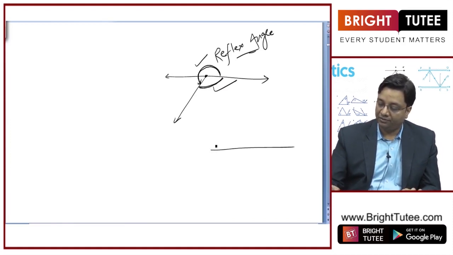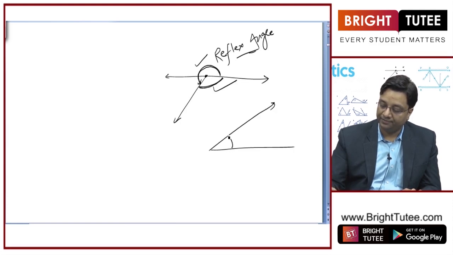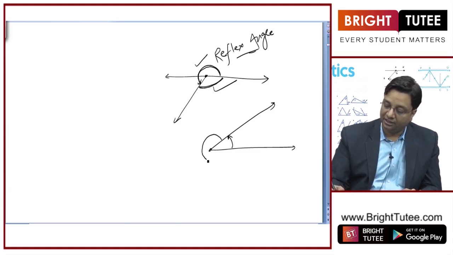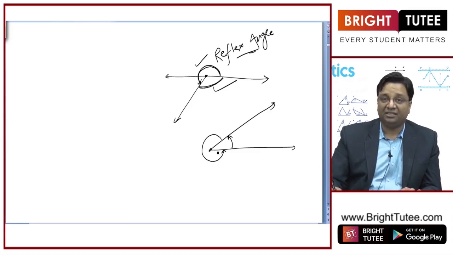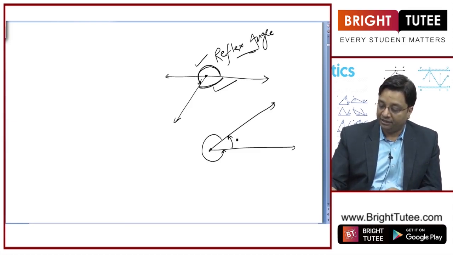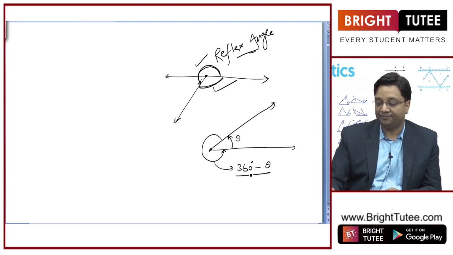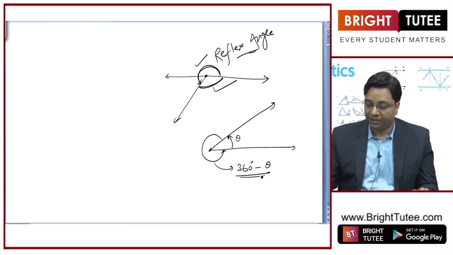For example, if you have this angle and you want to calculate its reflex angle, what we are talking about here is we need to calculate this one. We can simply calculate it by subtracting it from 360 degrees. Let us say this angle is theta. So, what will be this angle? This will be 360 degrees minus theta. Okay. So, these are some basic terminologies.